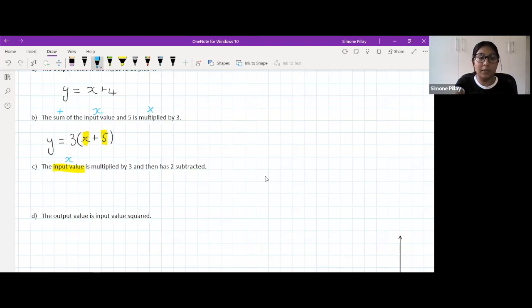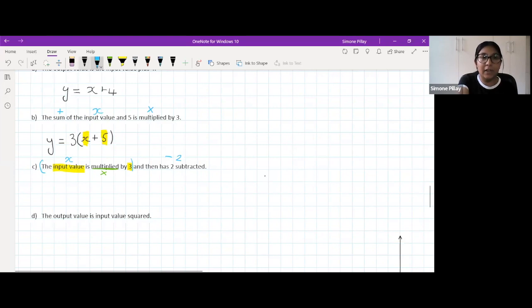So they're telling me my input value needs to be multiplied. So let's use a different color. Now they're telling me I need to have multiplication in my rule. What am I multiplying by? I am going to multiply by 3 and then. So that means after I've done all of that, so let's put a big bracket in there. After I've done all of that, because they tell me and then, it has 2 subtracted, which means minus 2.